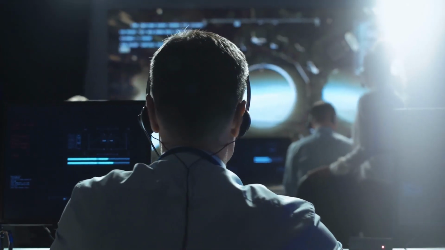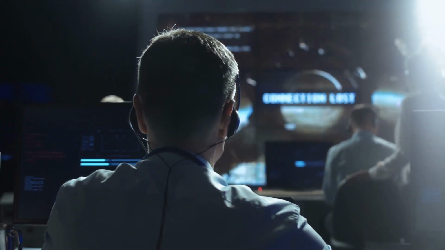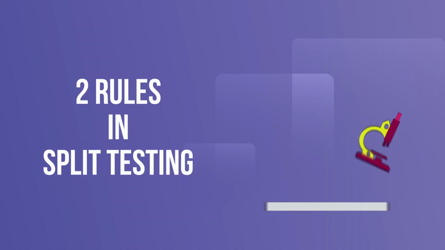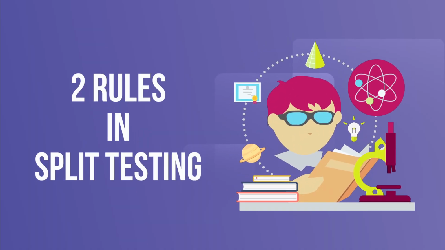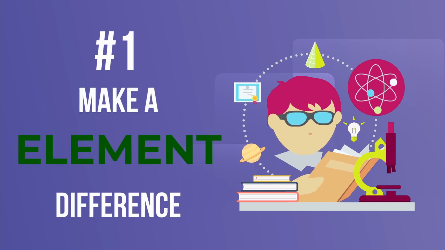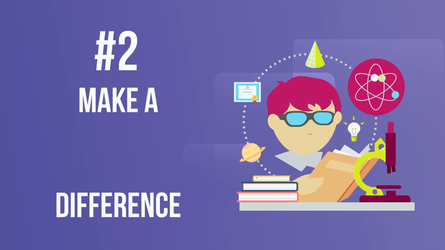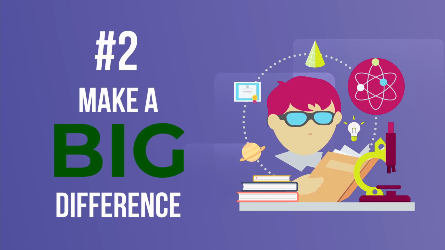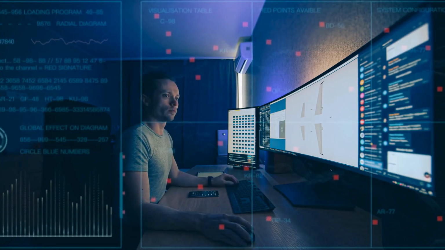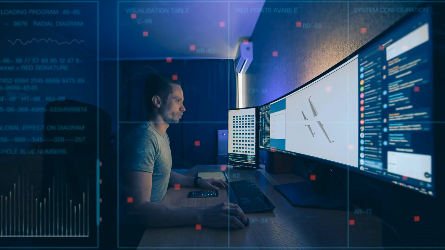Then you will observe how the traffic groups respond to the different versions of the page. Now, 2 quick rules when it comes to split testing. First, make sure that you test one element at a time. Number 2, you want to make whatever you're testing a big difference. This means when you make split tests, you're not just changing 2 or 3 words in a bullet point.